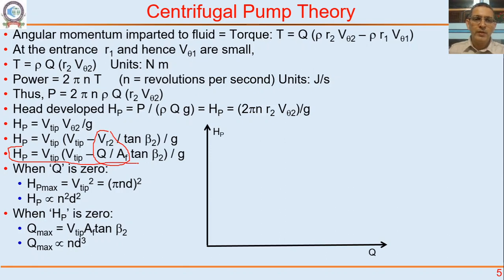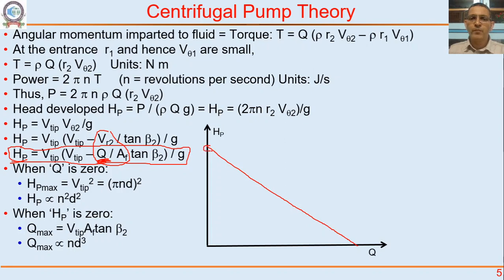It tells you how much head that impeller will generate for a certain amount of flow that goes through this impeller. Q is the flow that goes through this impeller, or flow of the liquid that is supplied to the eye of the impeller, and HP is the head that impeller is generating. Plot a relationship between this HP and Q. How will it look like? It will look something like this.